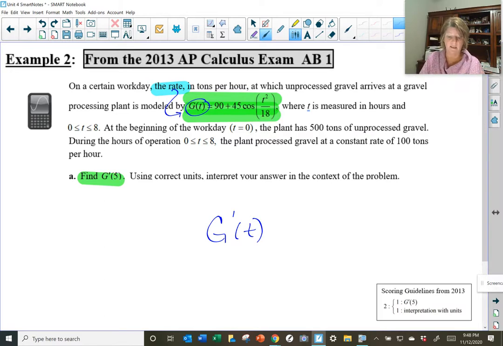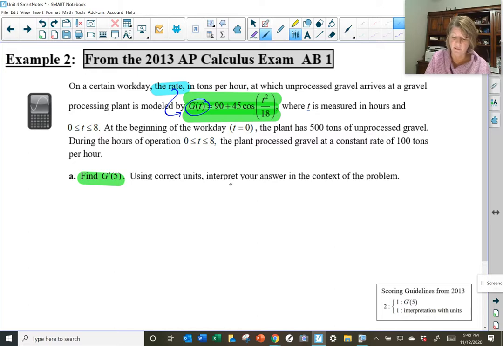They have that prerogative to name it any function they want. I just have to be wise enough to look at what the units are and what the words are surrounding G of T to know that that really is a derivative equation. So they want me to find G prime of 5. I need to take the derivative of G of T, which is really going to get me like a second derivative, isn't it? In my head, I know that because I was already starting with the derivative.